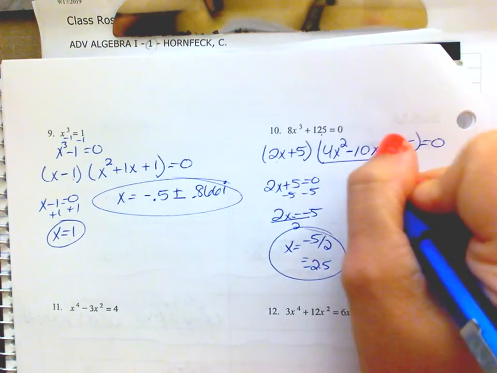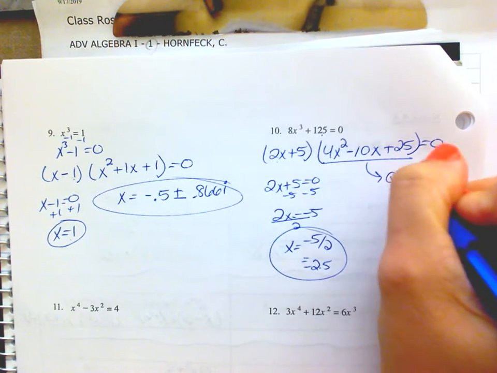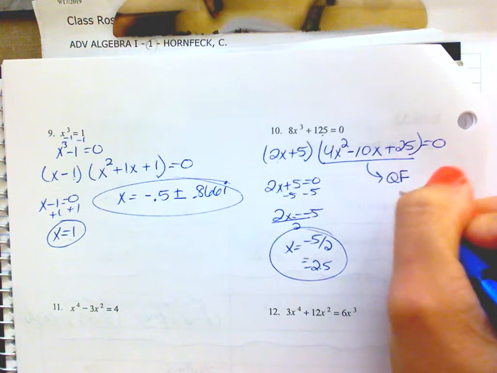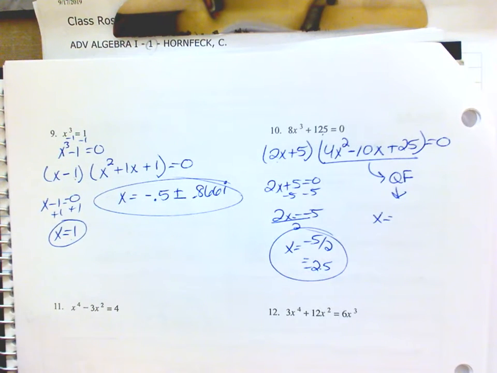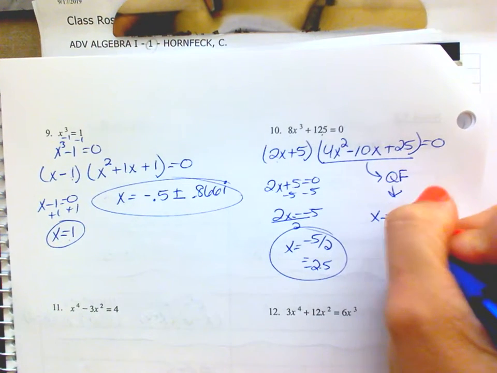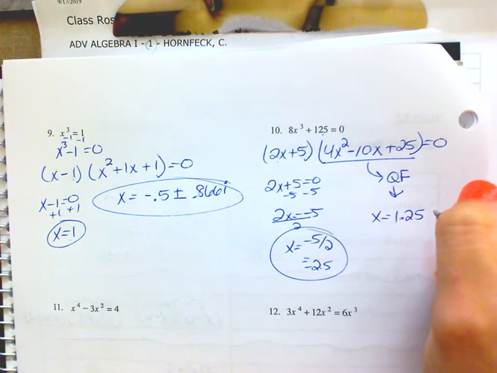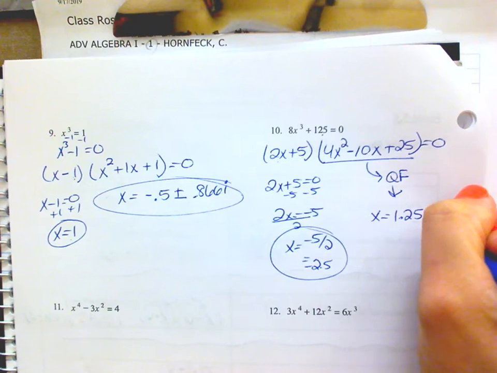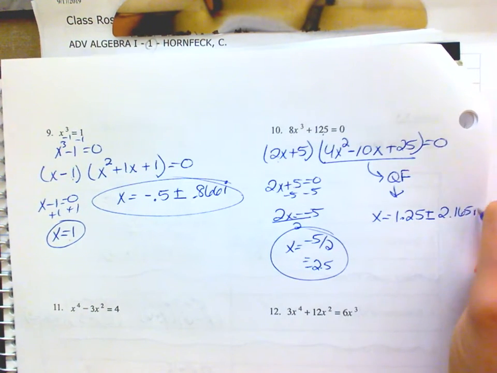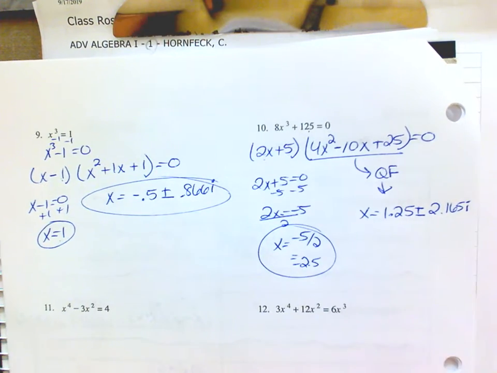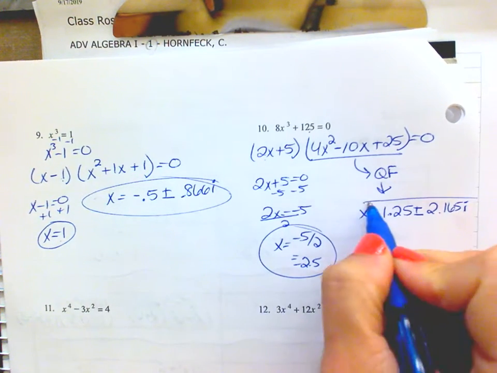And then this one, again, you can use your quadratic formula program on your calculator. We plug that in. We've got a is 4, b is negative 10, c is 25. Going to get 1.25 plus and minus 2.165 with an i. So that's an imaginary number, so it's not actually an x-intercept.